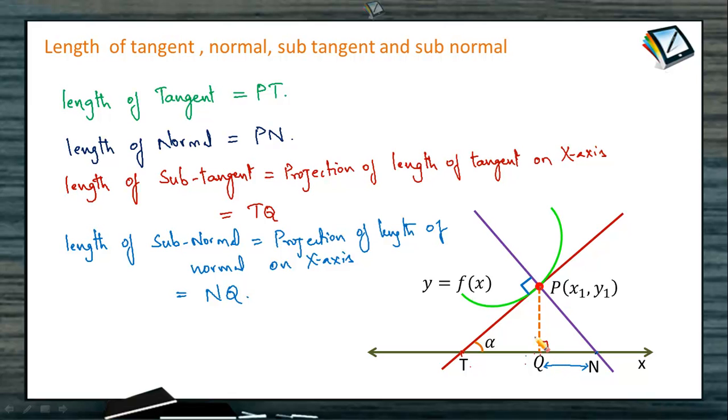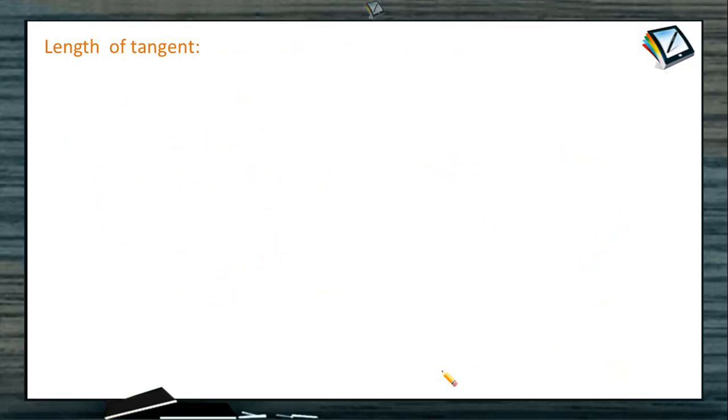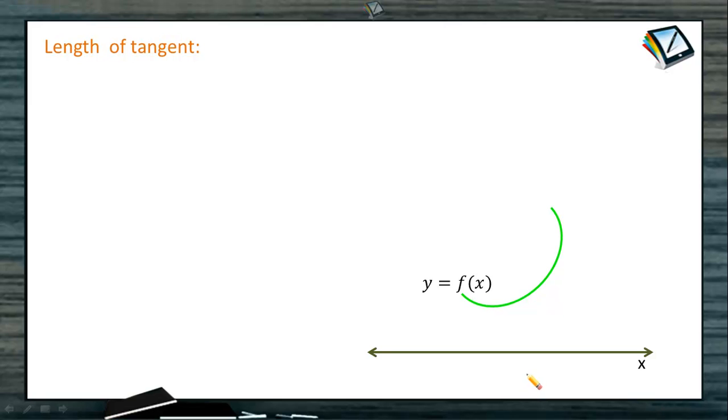Now let's proceed to find each of these lengths. First, let us try to find the length of the tangent. So when we have a curve y equal to f of x and at a point P we draw a tangent to the curve, and the tangent cuts the x-axis at T, we are supposed to find the length PT. Now how do we find the length PT? For this, let's take help from trigonometry. So I need a right angle triangle to be constructed. From P, we will drop a perpendicular to the x-axis, that is the ordinate of P.